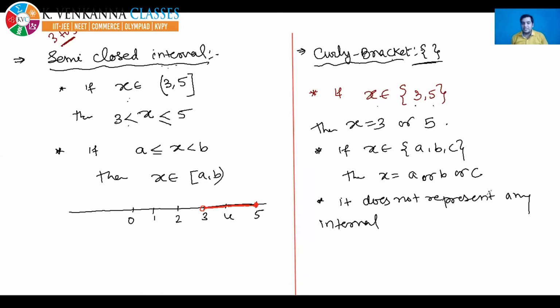It does not represent any interval. It represents only individual values. Okay. So yes, tell me, is the meaning of all these things clear to you or not? Three are intervals, one is a bracket, and we will use all these intervals and brackets while writing the answer of an inequality. Okay.